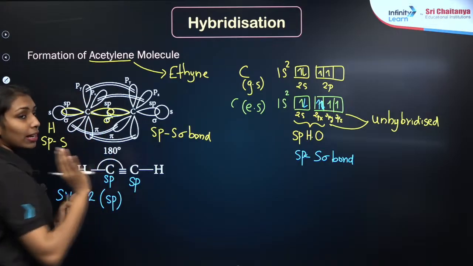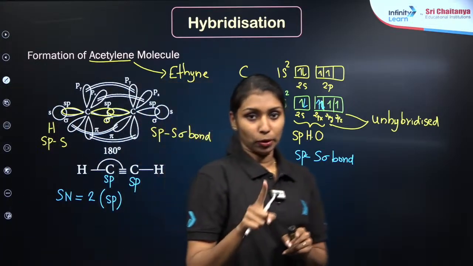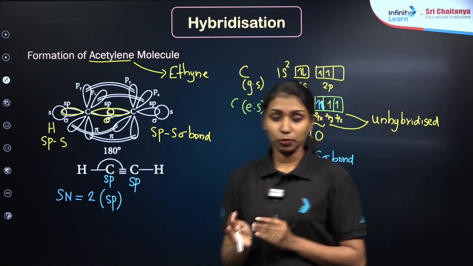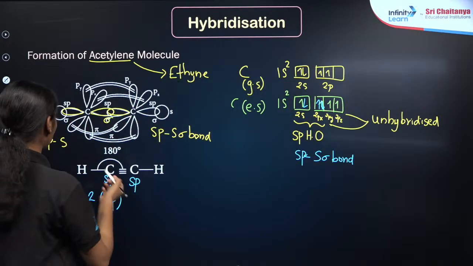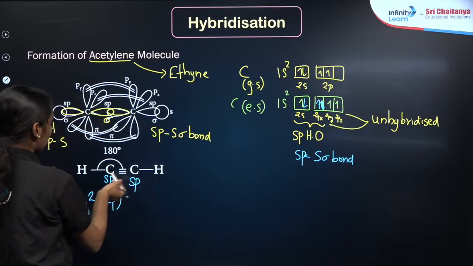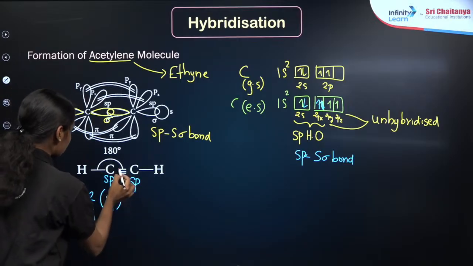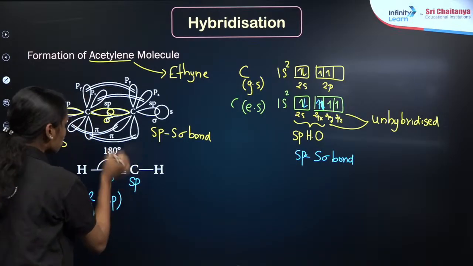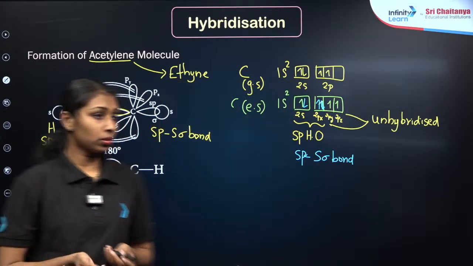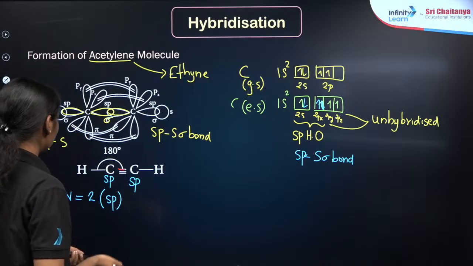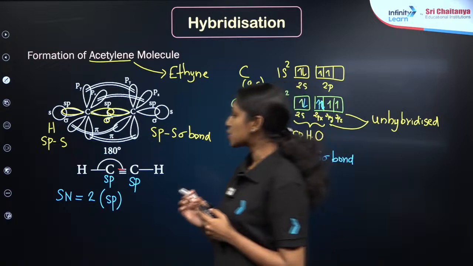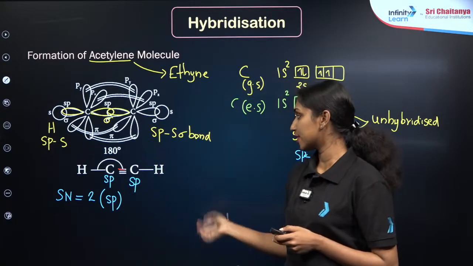This py orbital will undergo sidewise overlapping to form one of the pi bonds. Similarly, this pz orbital will undergo sidewise overlap to form another pi bond. That will represent the triple bond in the C-C triple bond. This represents one sigma bond, and the other two bonds are represented as two pi bonds. Clear? Then because of the sp hybridization, it will have a bond angle of 180 degrees with a linear structure. Clear?